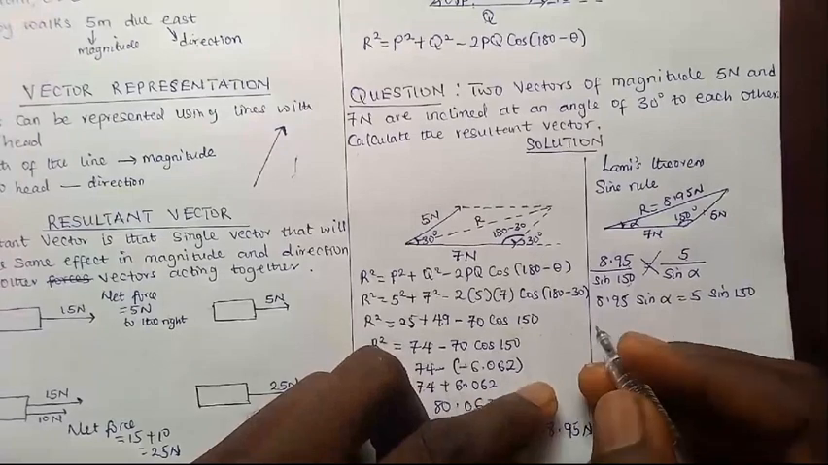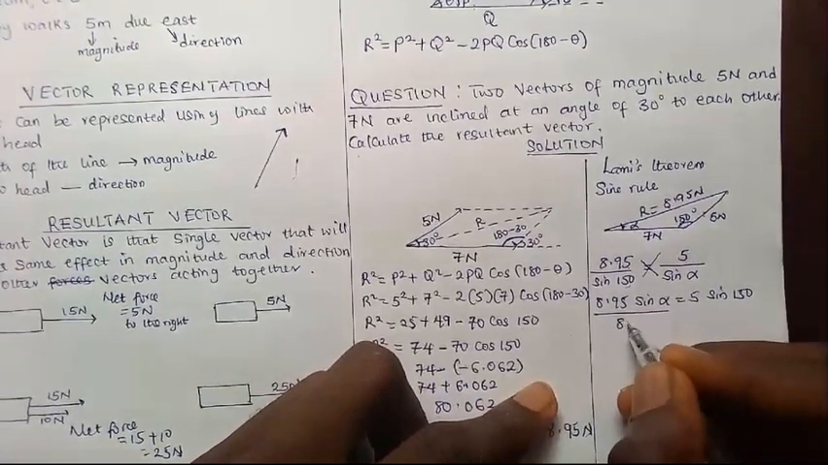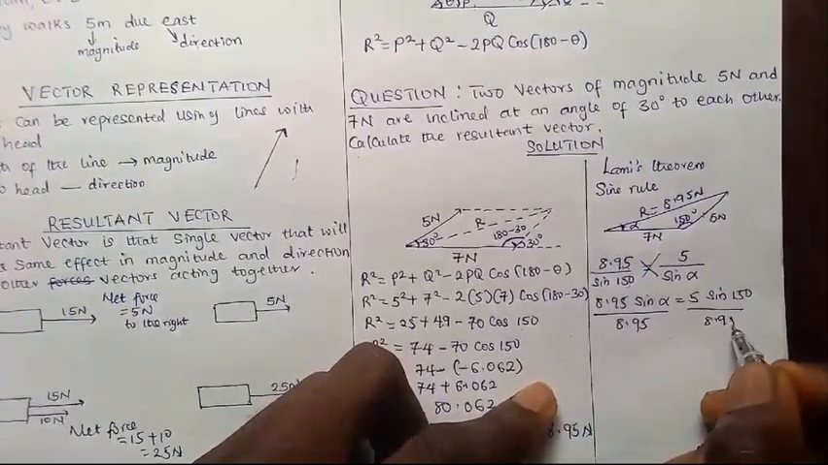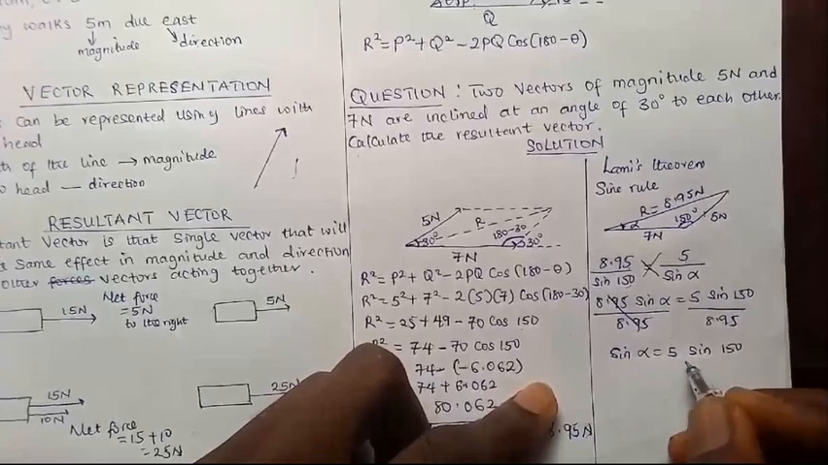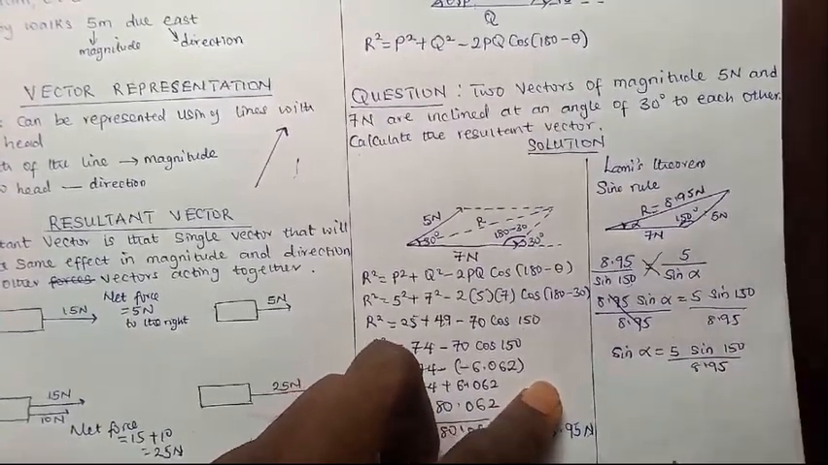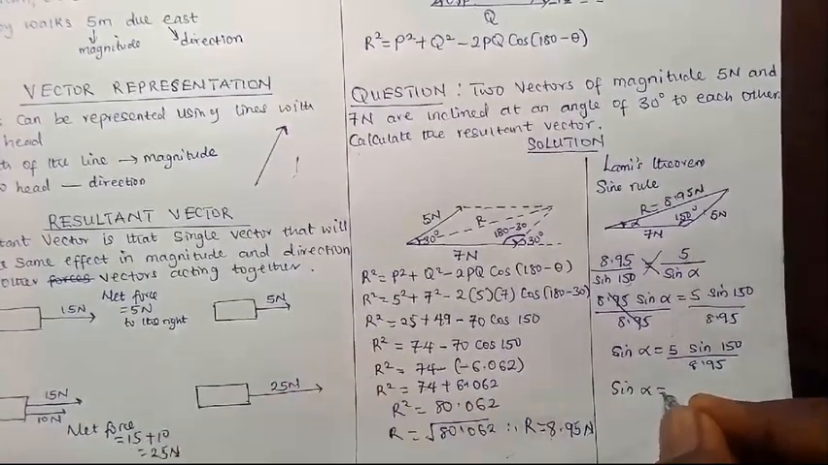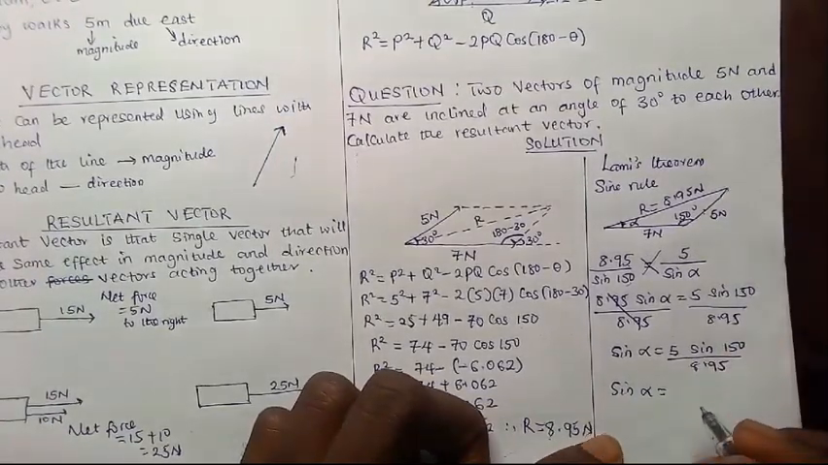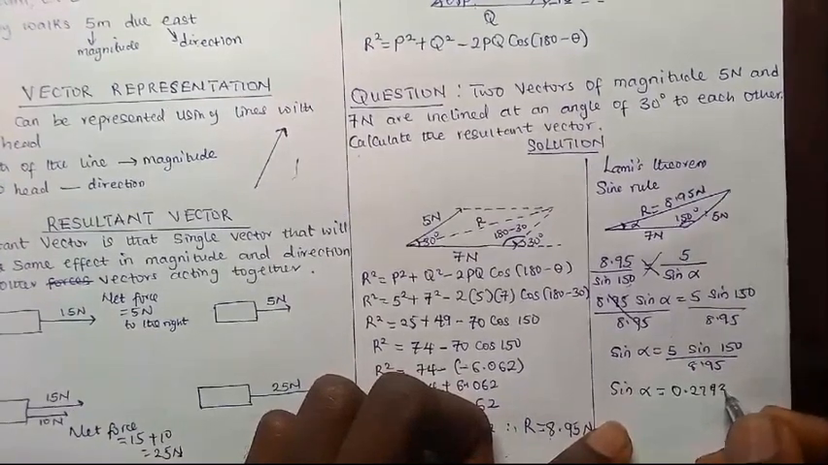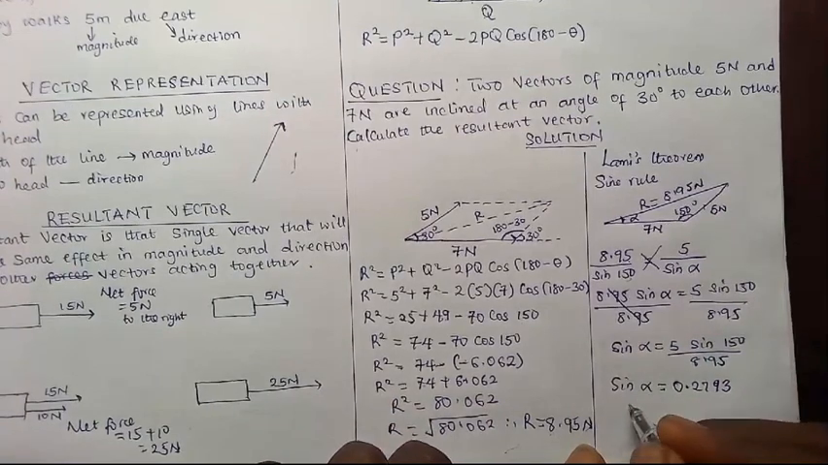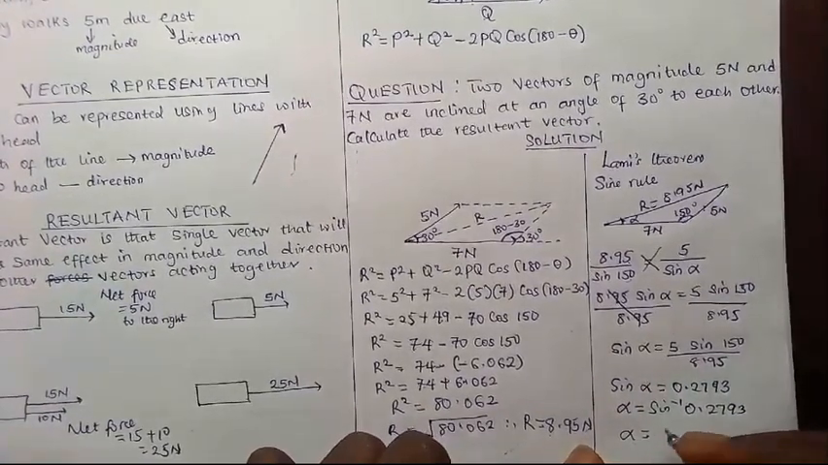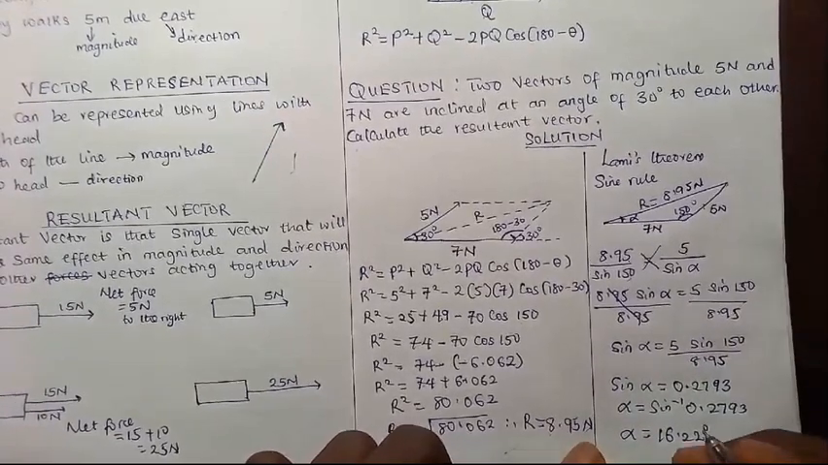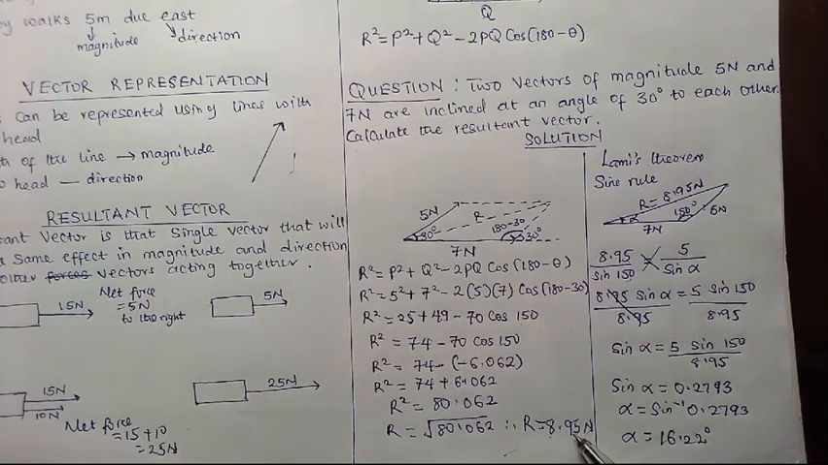Then if we divide both sides by 8.95, so this cancels out to have sine alpha equals 5 sine 150 over 8.95. So we have that sine alpha equals, from our calculator, if we multiply and divide everything, 0.2793. Then to finally look for the direction, which is alpha, we have that alpha equals sine inverse of 0.2793, which will definitely give us 16.22 degrees. So the resultant of these two vectors is 8.95 Newton in the direction of 16.22 degrees.